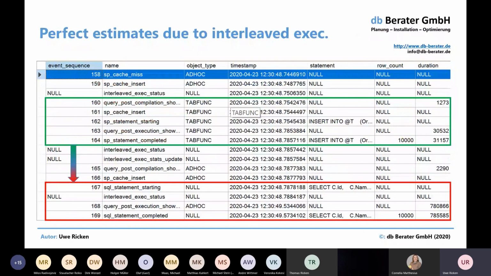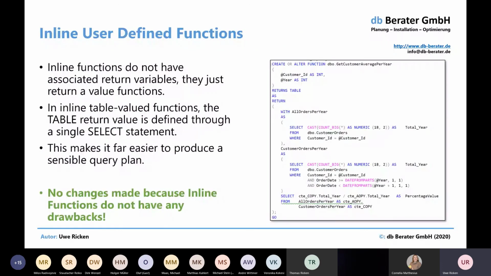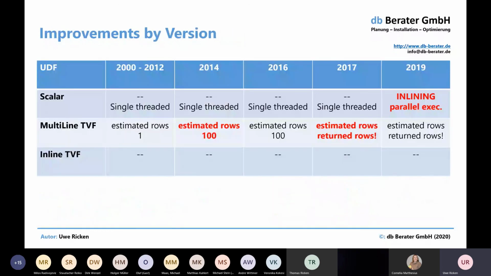And here is a summary of all improvements in SQL Server user-defined functions. In 2019, we had the scalar optimization. In 2017, we had the multi-line optimization, and inline didn't change because they are always the best.